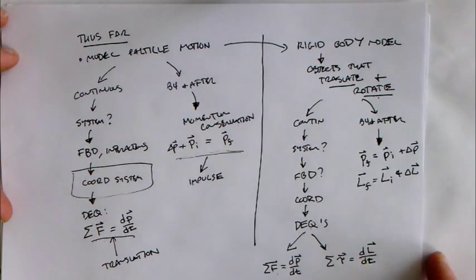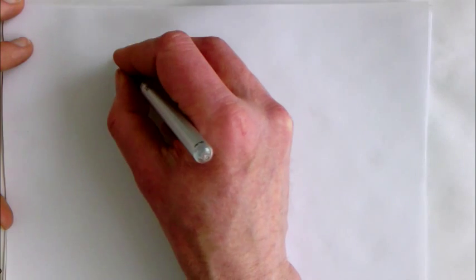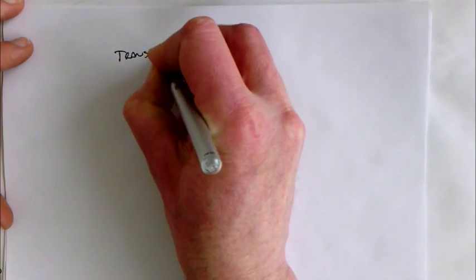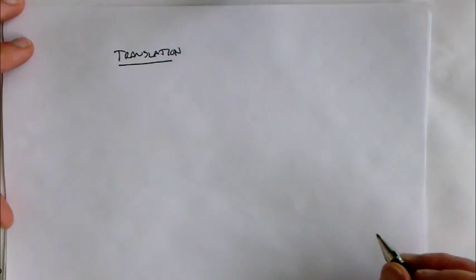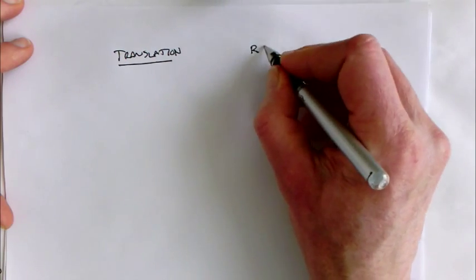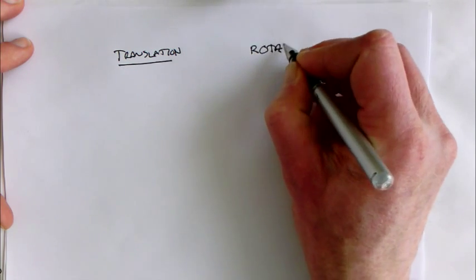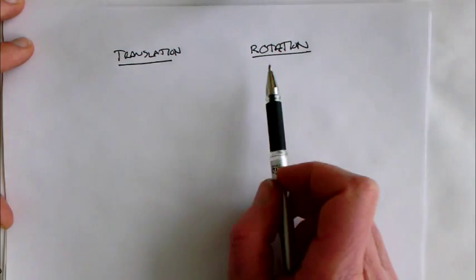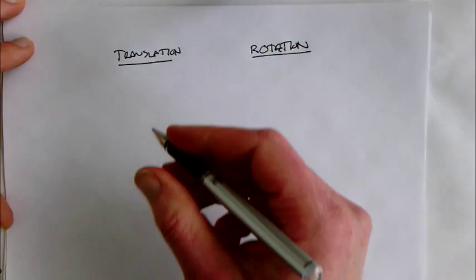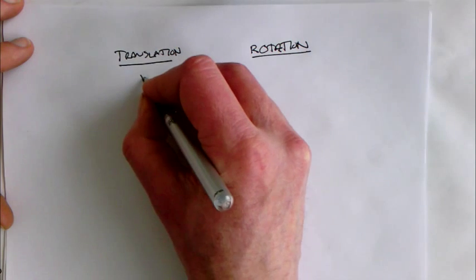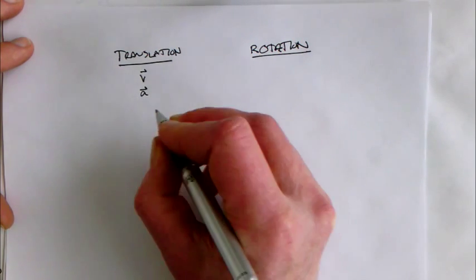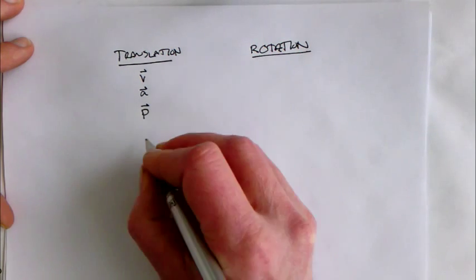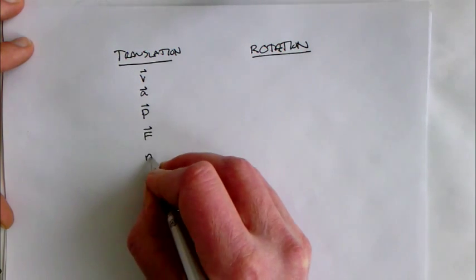So that's the high-level framing of where we're going, and how where we're going ties to where we've been. There's also a lower-level framing of that, which is to say that where we've been talking about translation, what we're moving to now is talking about rotation. And just as there's a high-level analogy between the way we talk about particle motion and rigid body motion, there's also an analogy between how you talk about translation and how you talk about rotation. For example, in translation, you talk about velocity, acceleration, momentum, forces, and mass.